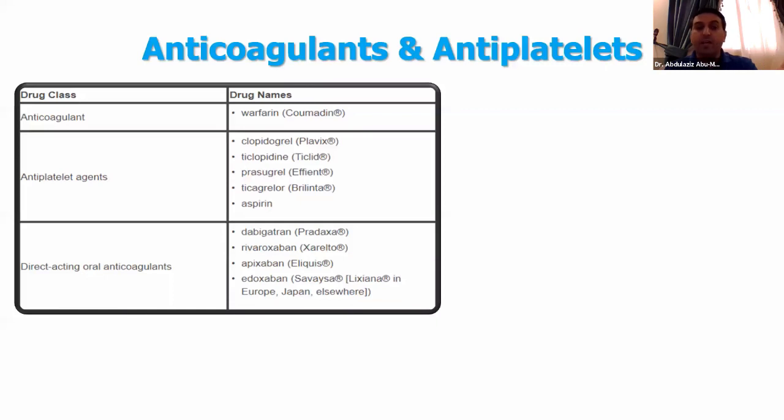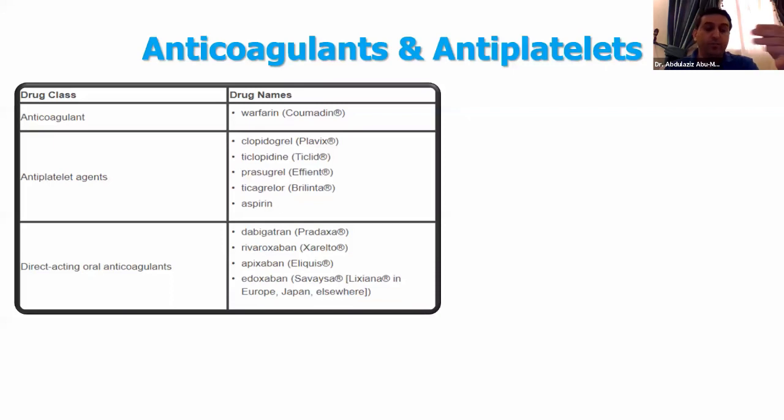The anticoagulant and the antiplatelets. Now we have the drug classes. Now the antiplatelets, the mostly known, okay, is the Plavix, aspirin. These are the antiplatelets, and it's working on platelets. Anticoagulant that we know is the warfarin and the Coumadin.